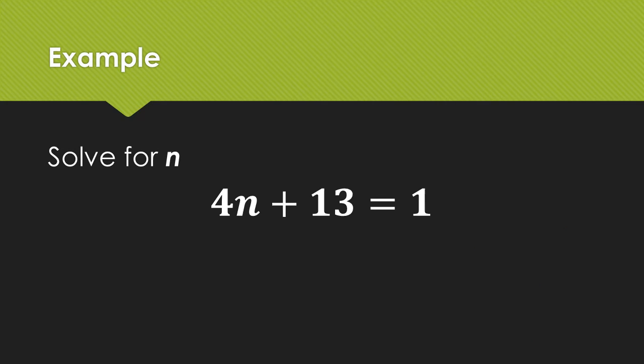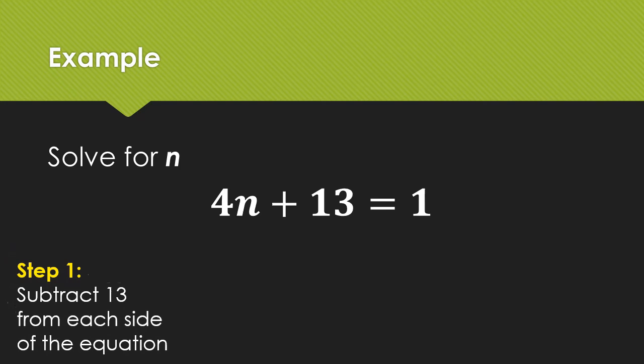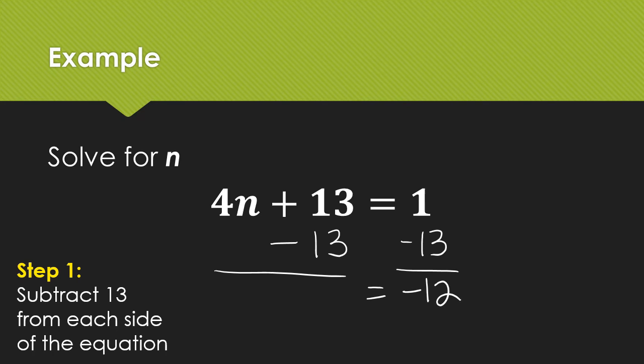So let's go ahead and try another example here. We need to solve for n in this equation. We have 4n plus 13 is equal to 1. Our first step is we're going to subtract 13 from each side of the equation. So let's go ahead and do that. We bring down our equal sign. We have a -13 and a +1. That is -12. And on our left side of our equation, we are just left with 4n.